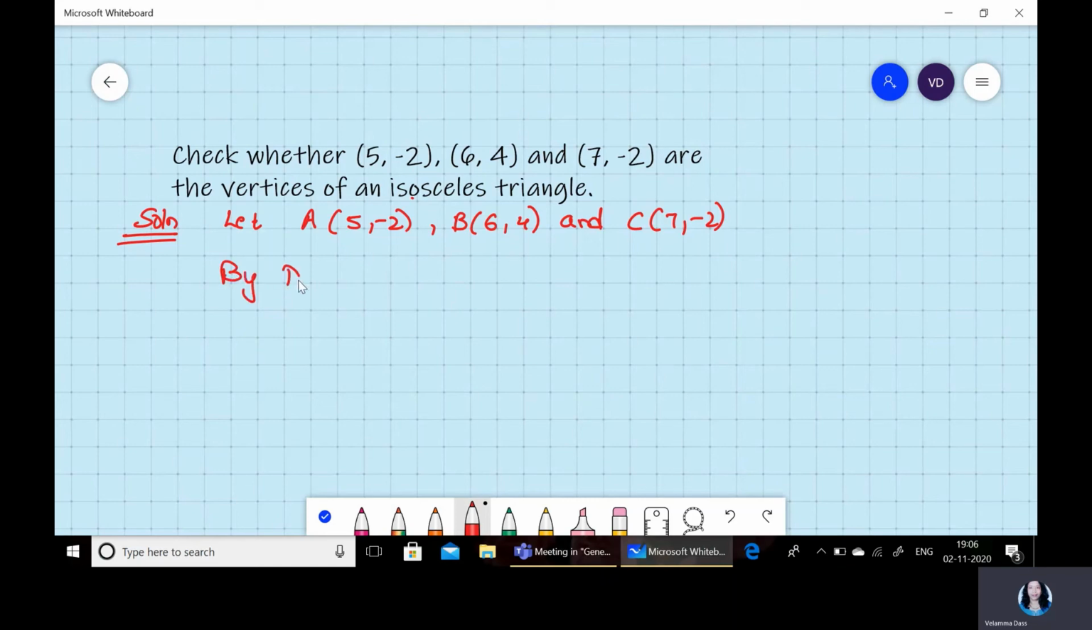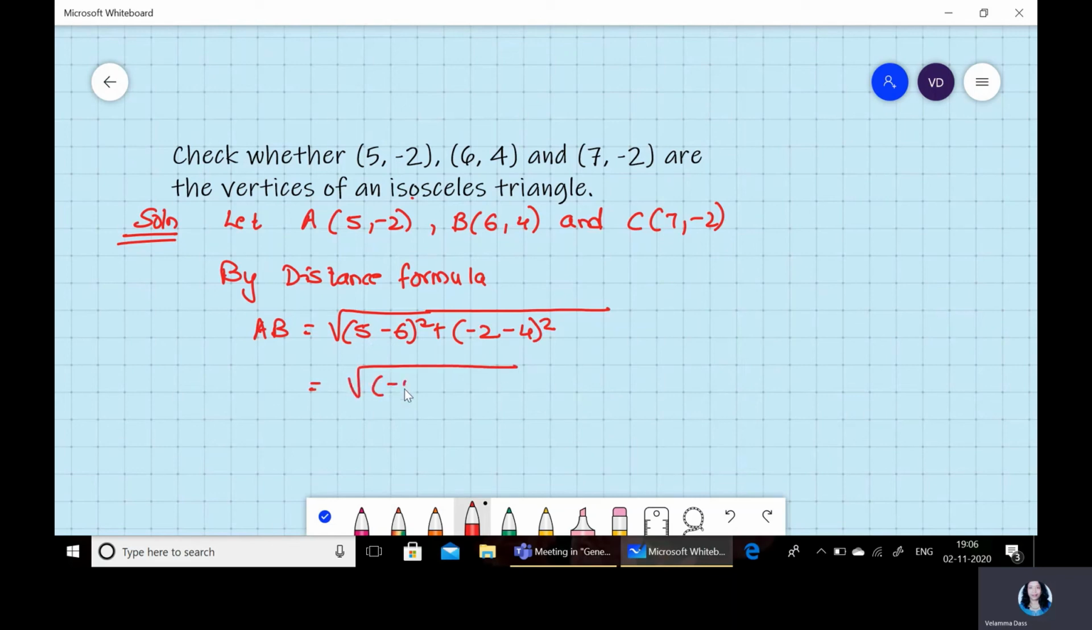So by distance formula, we find out AB, BC and AC. So let's find what is AB. So AB, when you find out here, is 5 minus 6 the whole square and minus 2 minus 4 the whole square. So square of difference of abscissa plus square of difference of ordinate. So here we get 5 minus 6 is minus 1 the whole square, and we get here minus 6 the whole square. So here we have 1 plus minus 6 the whole square is 36. So we are getting root of 37, right?